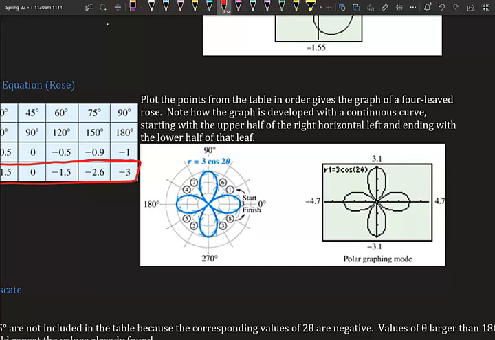Note how the graph is developed with a continuous curve, starting with the upper half of the right horizontal leaf and ending with the lower half of that leaf. So if you connected the dots, this is what it would all look like. And it's a rose. So see how you could do an art project with this? I could tell you to create polar equations to create an image.